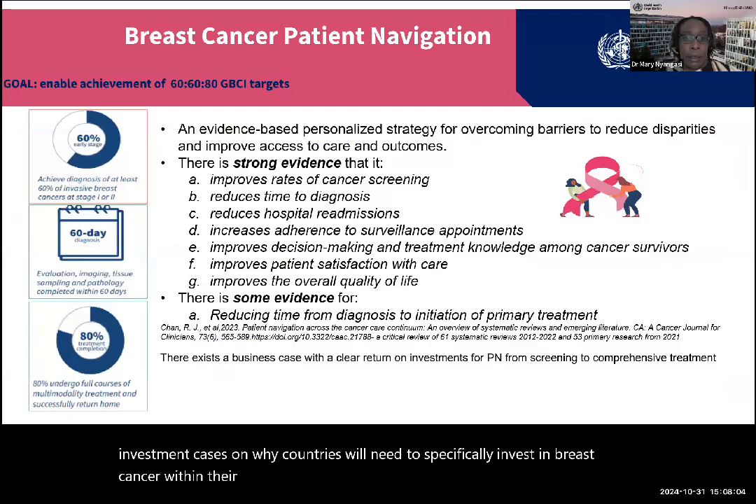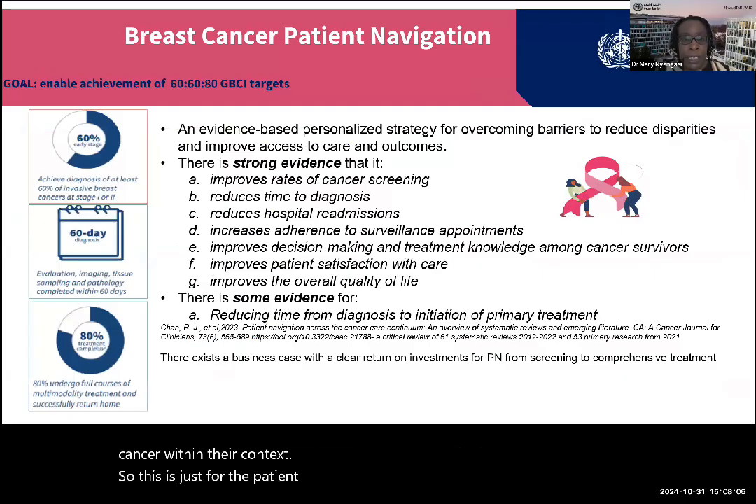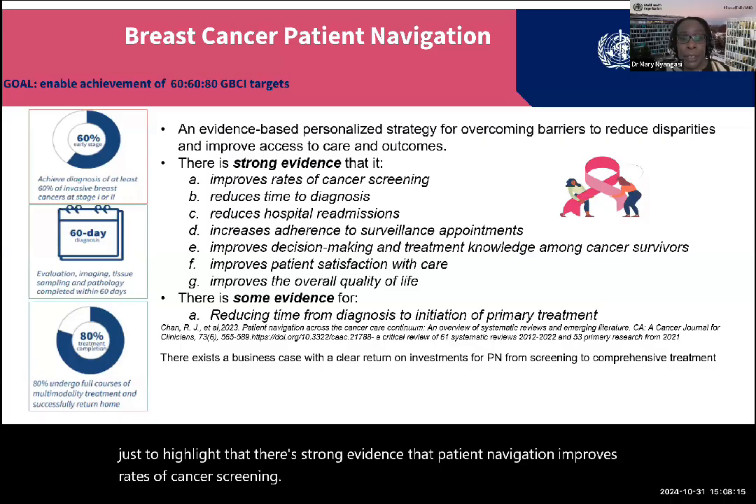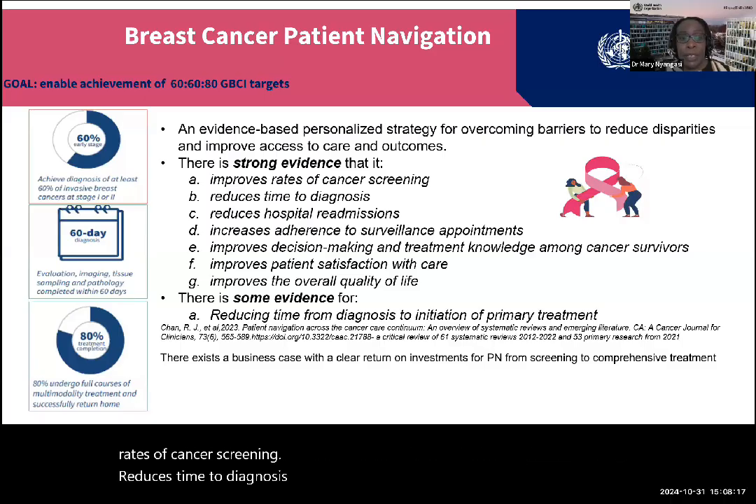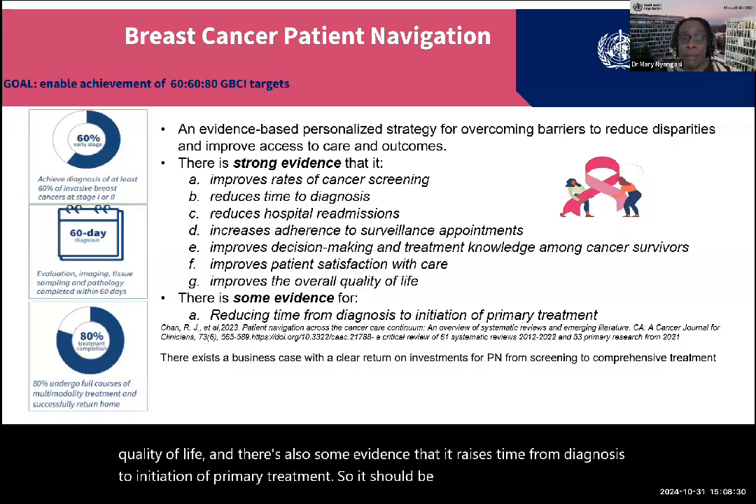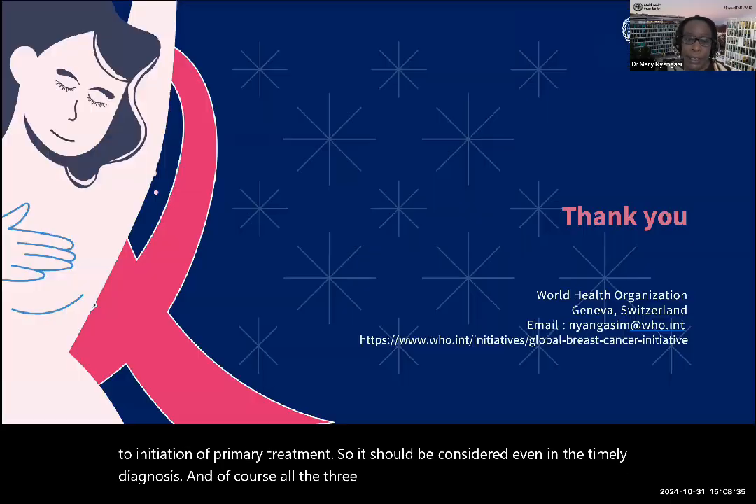So this is just for patient navigation. I won't spend so much time on it, but just to highlight that there is strong evidence that patient navigation improves rates of cancer screening, reduces time to diagnosis, reduces hospital readmissions, and increases overall quality of life. And there is also some evidence that it reduces time from diagnosis to initiation of primary treatment. So it should be considered even in timely diagnosis. And of course, in all three pillars of the GBCI.